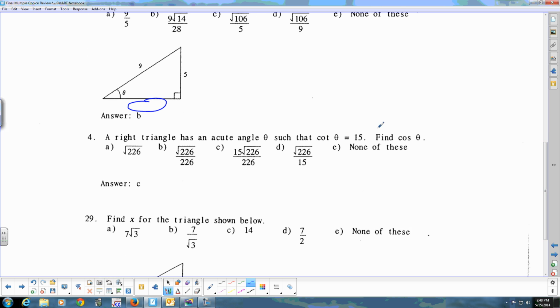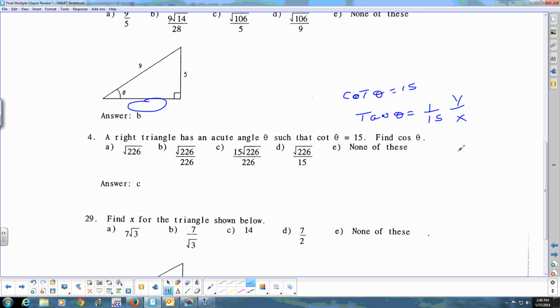Okay, this is a little bit harder. Cotangent of theta is equal to 15. I personally don't like using the cofunctions. It's just a personal choice. So I'm going to turn this into the tangent of theta is, sorry, 1 over 15. That's your y over your x.